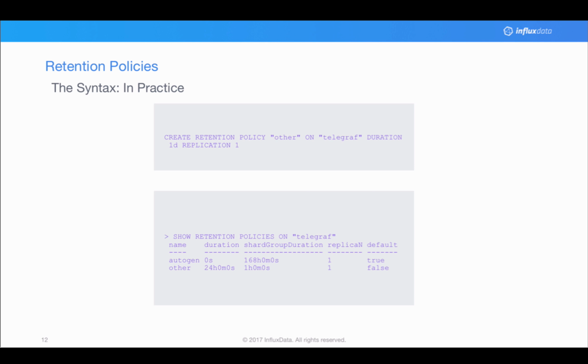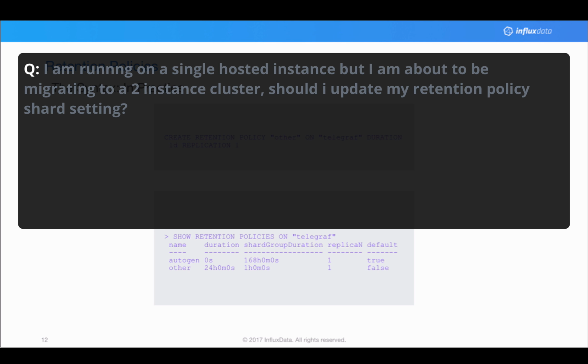So this is how you would define a retention policy. And if you'll notice there, you see the shard group duration. Shard group duration is also dependent on the duration of the retention policy. If you'll notice, a 1-day retention policy, meaning any data that's older than a day old will get dropped, only has a shard duration of 1 hour. So shorter durations, shorter shard group durations, but you can also explicitly set the shard group duration.